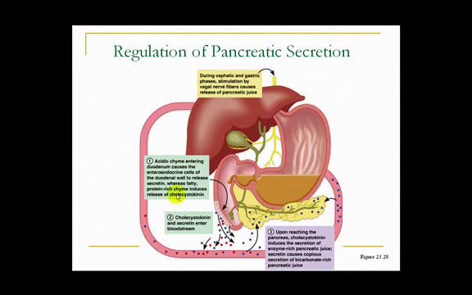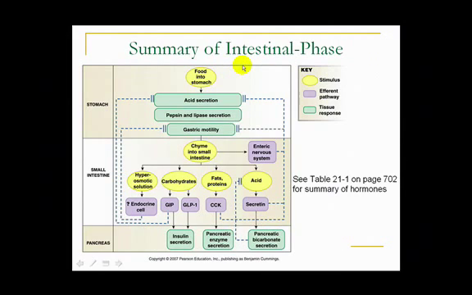And this is just a picture showing you that the cholecystokinin and secretin get dumped in the blood, and they work on the pancreas. Here's another summary of the intestinal phase. So what happens when the chyme enters into the duodenum? Okay, so here's your stomach phase, small intestines, and then what's happening in the pancreas.